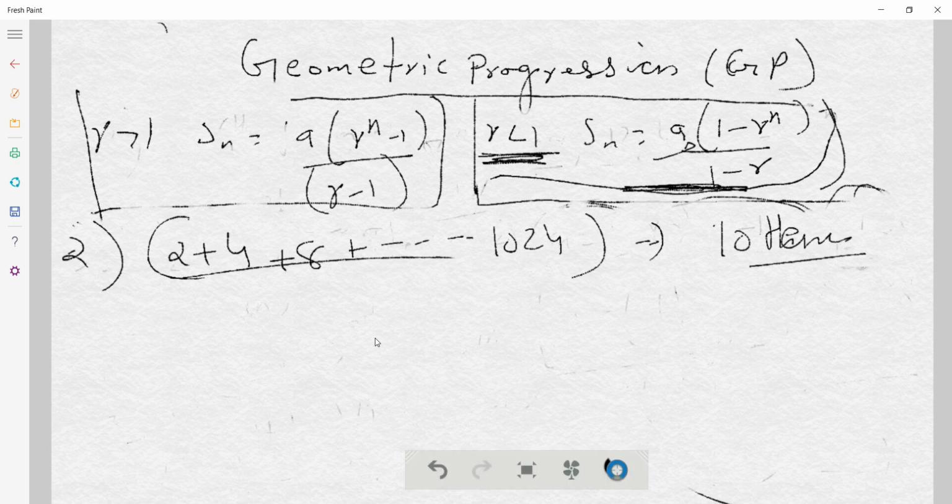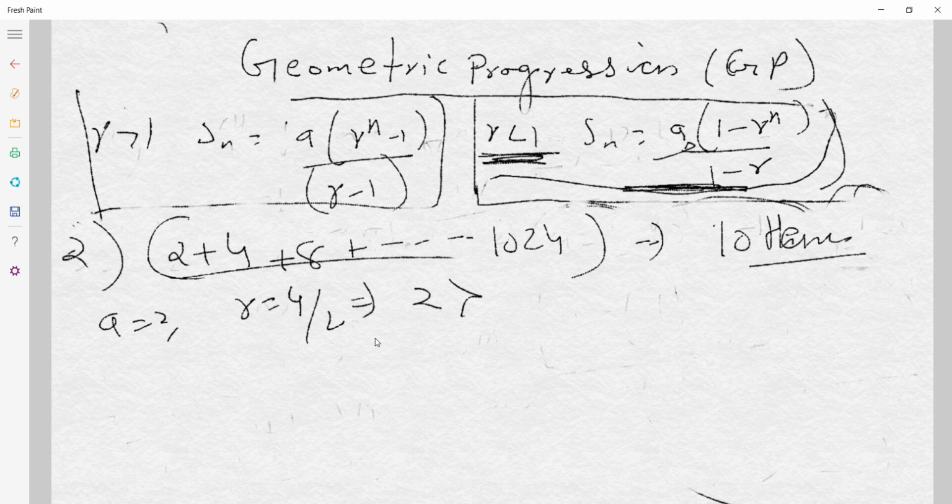In this case, it's pretty straightforward. a equals 2, and r equals 4 by 2, so that becomes 2, which is obviously greater than 1. As usual, if the value of r is greater than 1, we're going to use this equation. So let's write it down: Sn, that is S of 10, equals a, which is 2, times r to the power n minus 1.